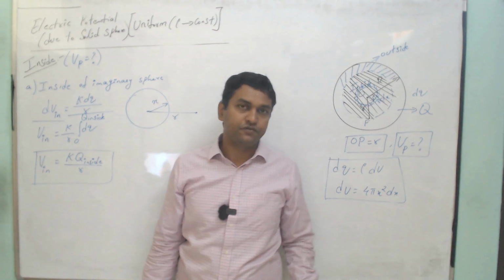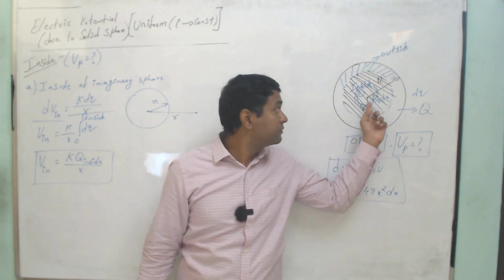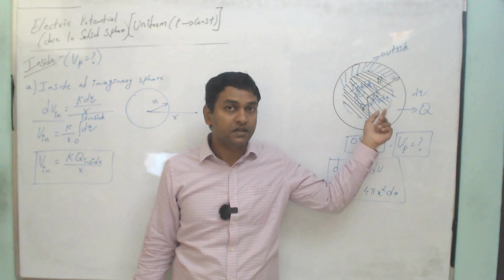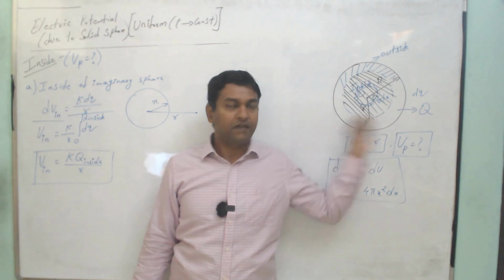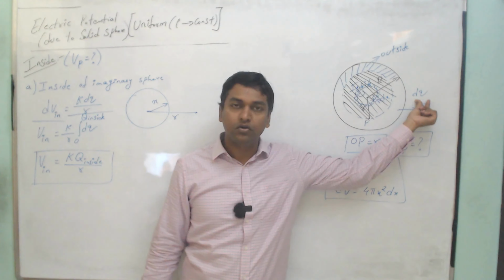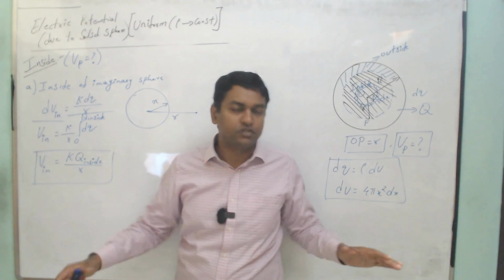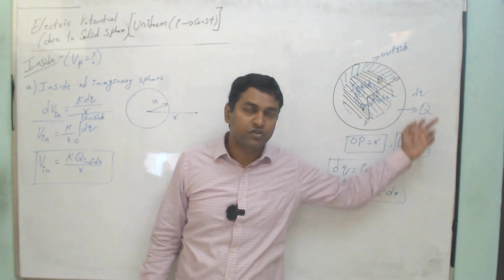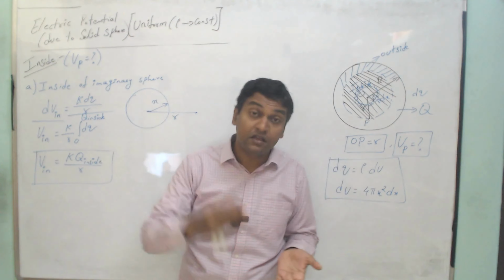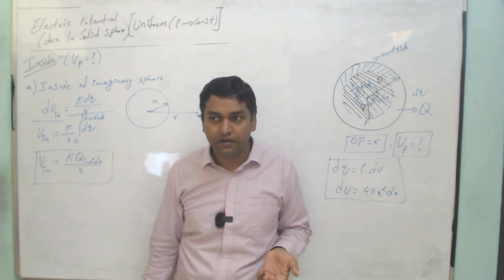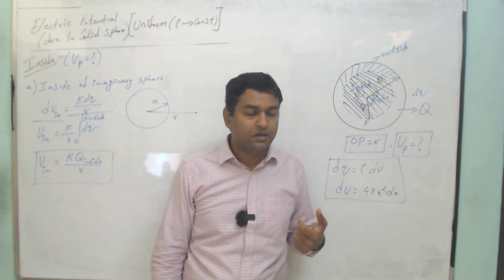Just for a small recap, we took a small element x having a width dx, having a small charge dq, and we can write its potential as k dq by r. K and r are constants and it's a uniform distribution, so I can directly do integral dq. Therefore, I can directly write it as k charge inside divided by r. Is this clear?